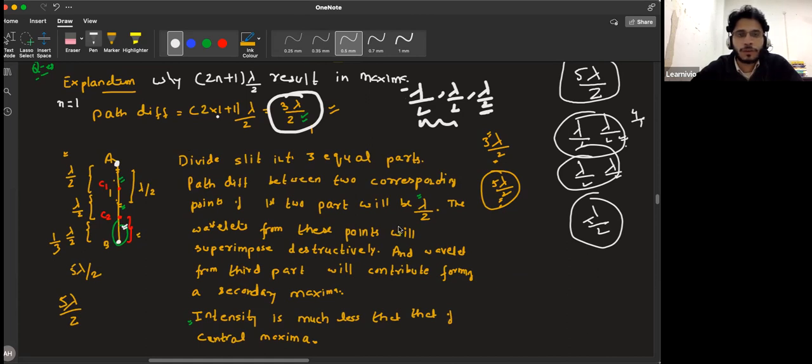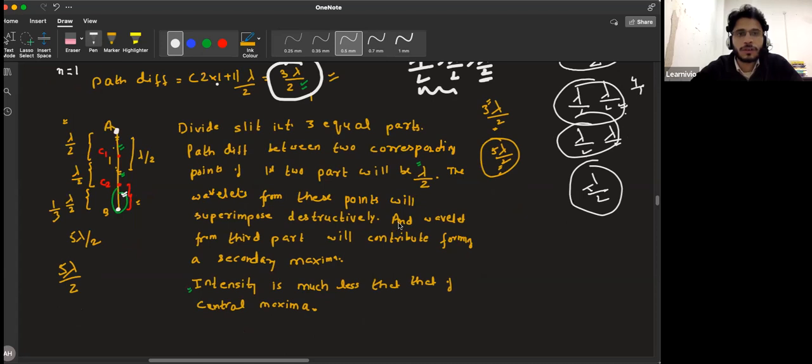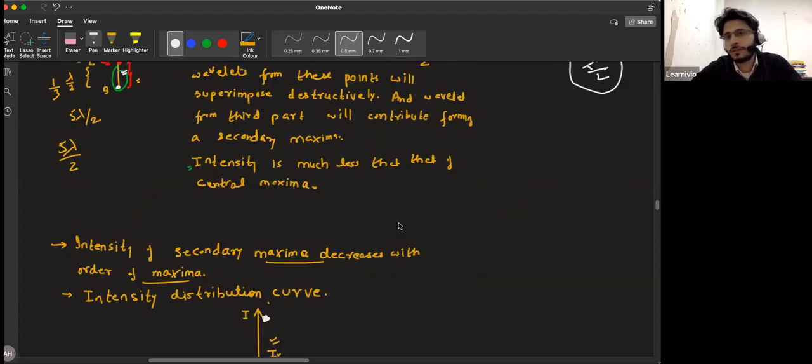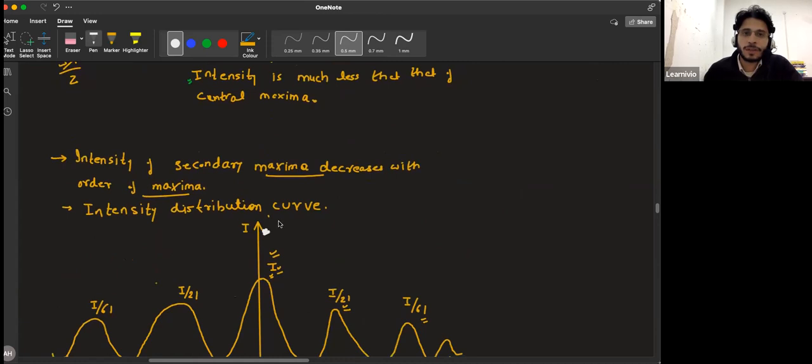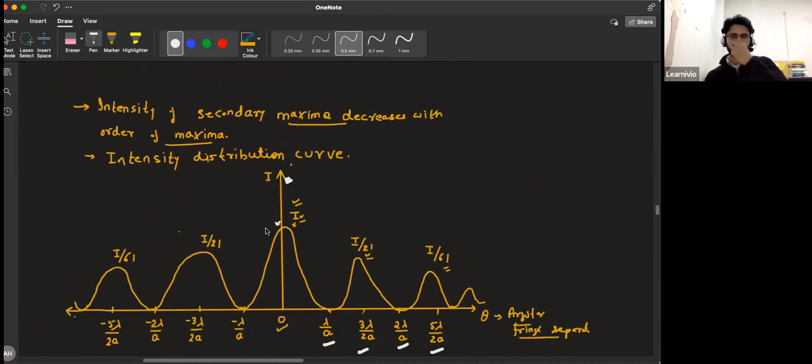I'll come to it. I'll come to it. Then this is the intensity distribution curve. See, this is the intensity of central maximum. Umar will discuss it at the end of the class.